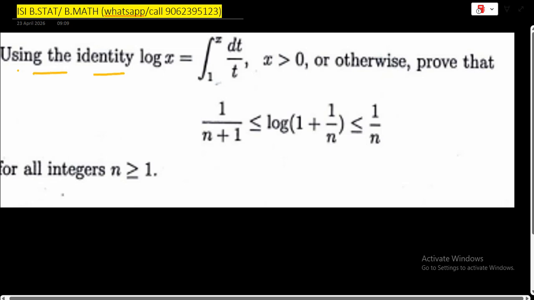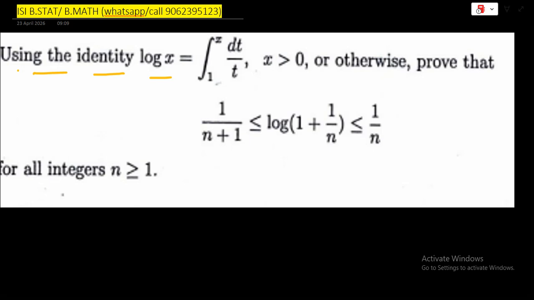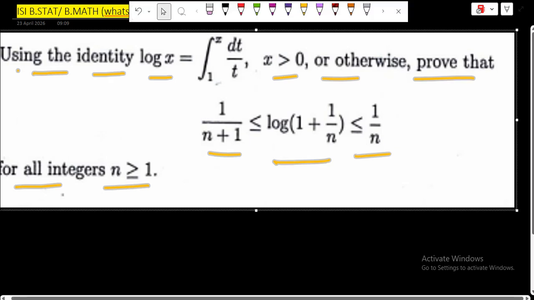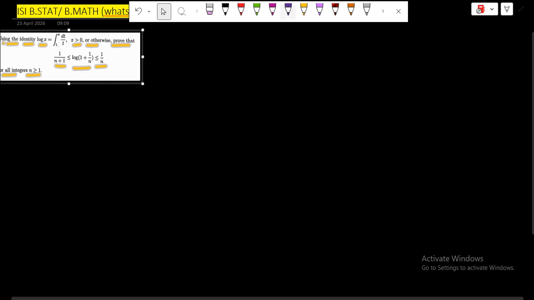Using the identity log x equal to integration 1 to x of 1 by t dt, x greater than 0, prove that 1 by n plus 1 is less than or equal to log of 1 plus 1 by n, less than or equal to 1 by n, for all integers n greater than or equal to 1. Okay, so let's solve this.